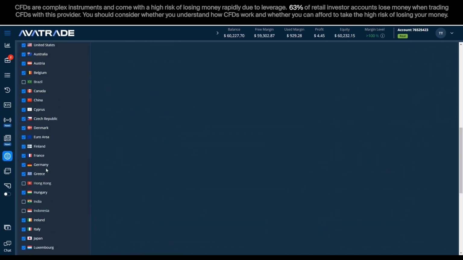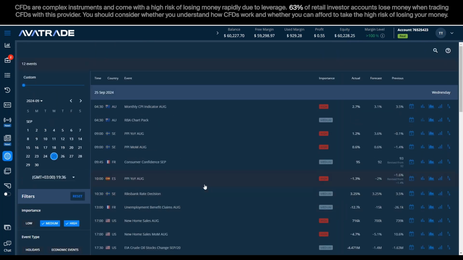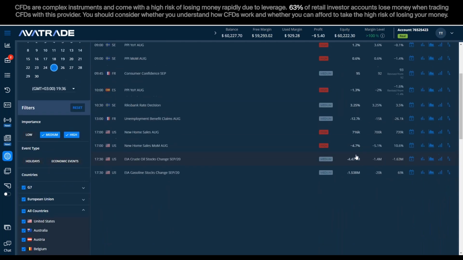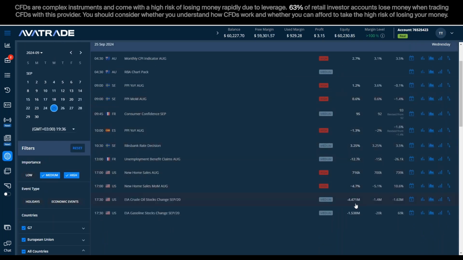If it's Hong Kong, whatever countries you want. China, I know your question specifically was about China, so you can choose China. I already have it selected. And then you'll see what announcements are coming for whatever particular date that you choose. And as the numbers come in, you'll see them here.